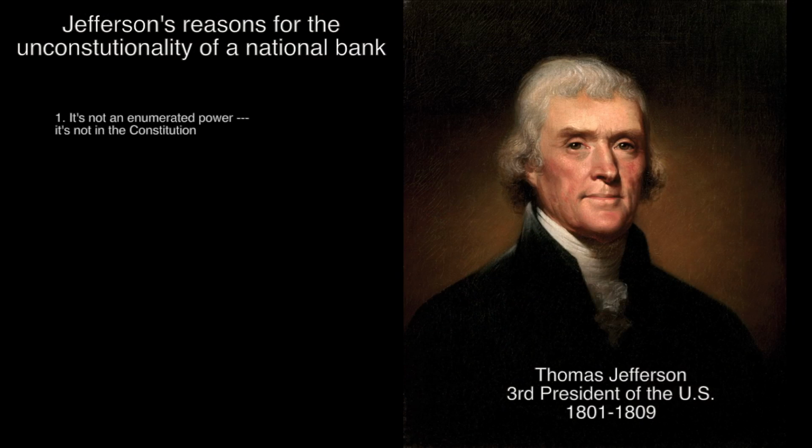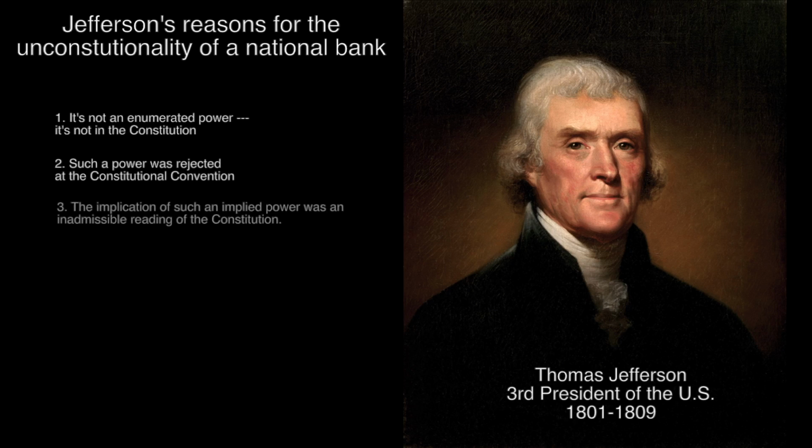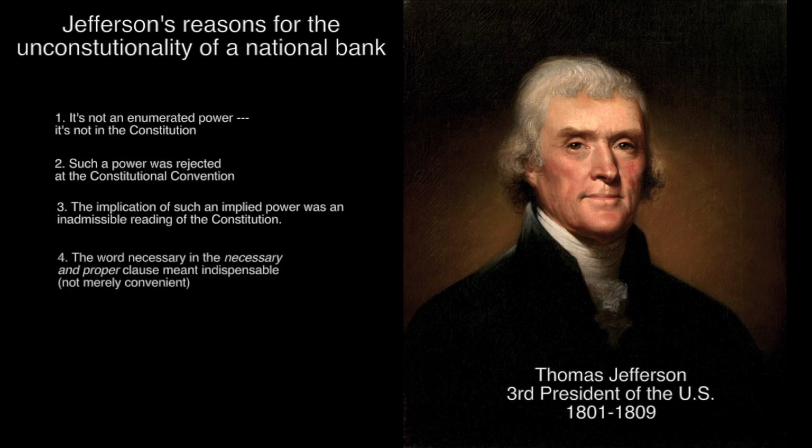First, he argued that the creation of a federal bank is not an enumerated power. It's not in the Constitution. Second, such a power was rejected at the Constitutional Convention. Third, to argue that such a power is an implied power was an inadmissible reading of the Constitution. It would render the enumerated powers, the powers listed in the Constitution, meaningless. Fourth, the word necessary in the Necessary and Proper Clause meant indispensable, not merely convenient.